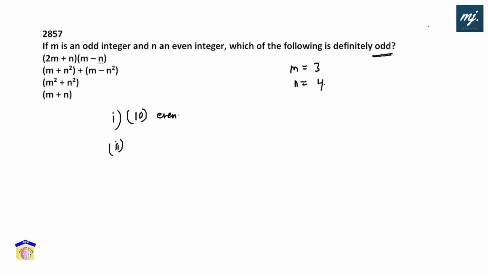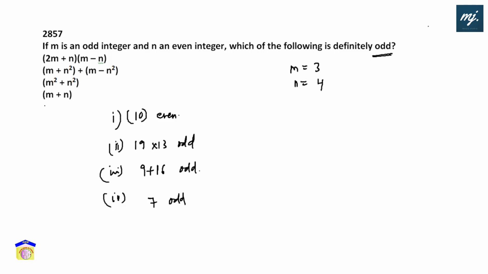M plus N squared, 3 plus 16, that is 19, into M minus N squared. Okay, that would be 3 minus 13, so it's coming as odd. Third, M squared plus N squared, 9 plus 16, that is also odd. And fourth, M plus N, that is also odd. Now, which is definitely odd?